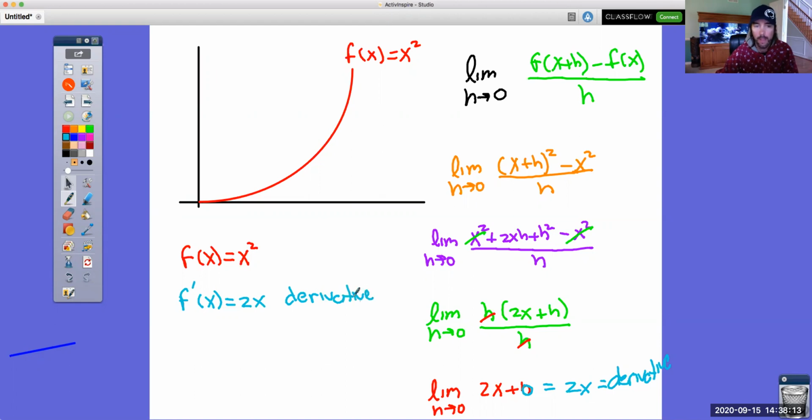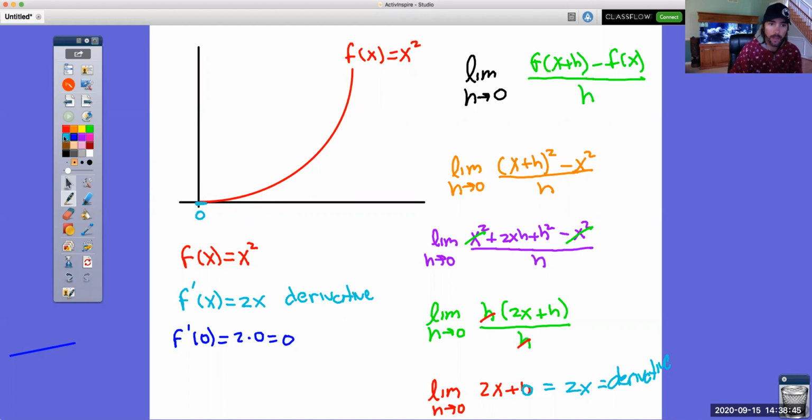For instance, if I wanted to know how fast was this function moving at 0, I can plug in a 0 into my derivative. I can find the f prime of 0. I would get 2 times 0 and get 0. So how fast is the function moving at 0, 0? It's not moving very fast at all. It has a derivative of 0. Its instantaneous rate of change is 0. That means the slope of that tangent line is also 0.